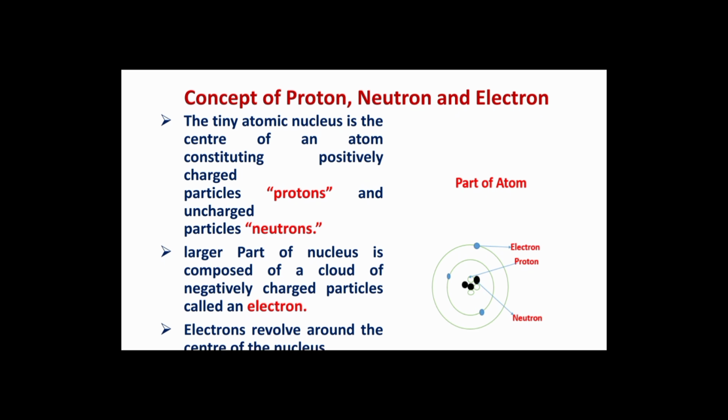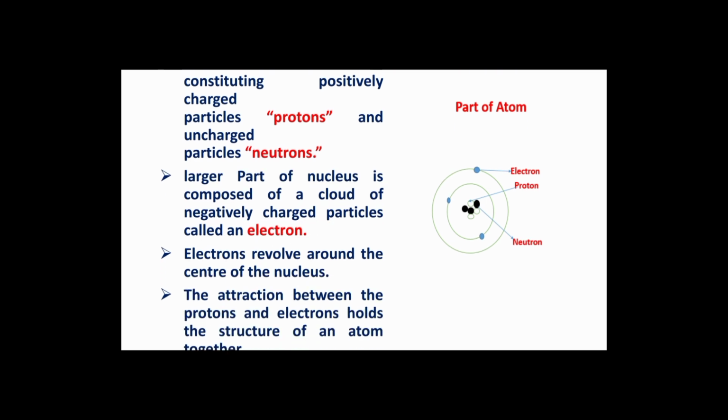Concept of proton, neutron, and electron. The tiny atomic nucleus in the center of an atom consists of protons and neutrons and many other particles; proton, neutron, and electrons are the main particles. There is an electronic cloud, which we call orbital, around the nucleus. This contains negatively charged particles called electrons. You can see here neutrons and protons inside the nucleus, and electrons revolving outside the nucleus.